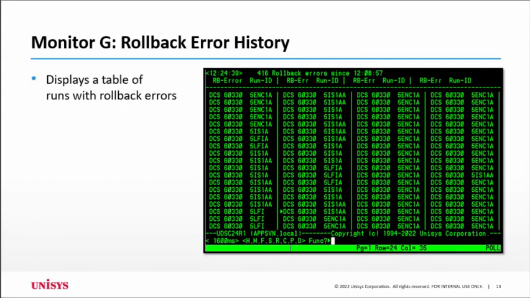Monitor G displays recent rollback errors encountered by UDSC active thread structures and the associated run IDs related to them. Some rollback errors are considered to be OK errors and will not appear on this screen. Entering a D at the prompt on the screen shows deadlock detections in addition to the rollback errors.